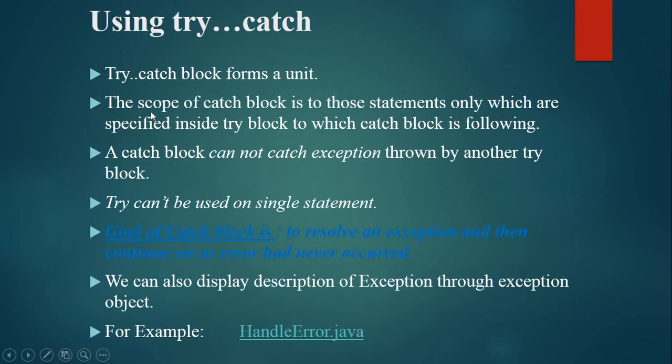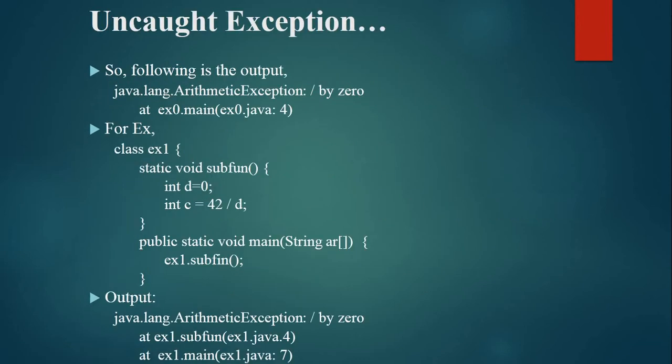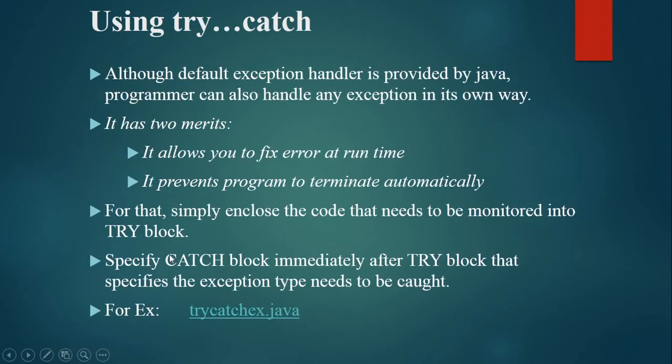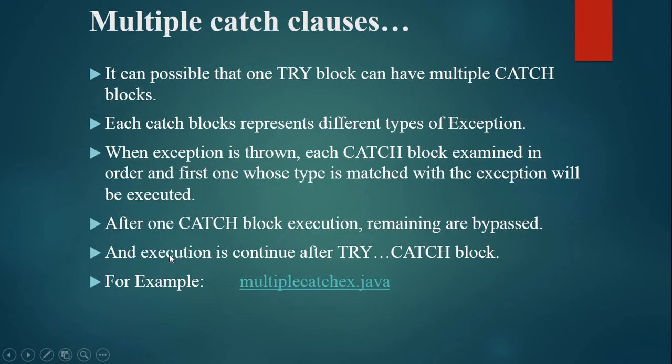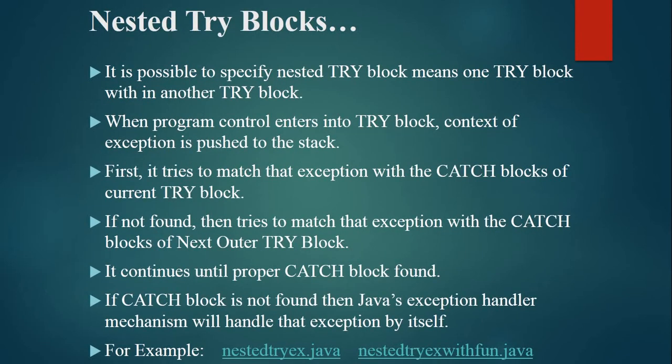So we have seen that there is a try and catch block. In it we can specify our code that might have an exception, and we will handle that exception in the catch block. But it is possible to specify a nested try block, meaning one try block within another try block.